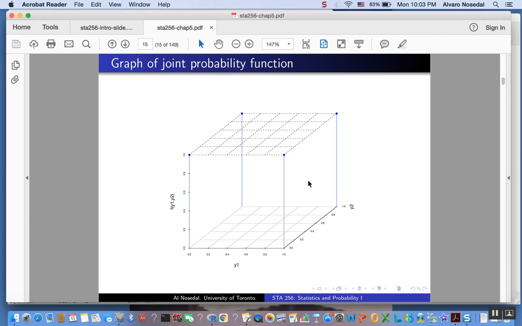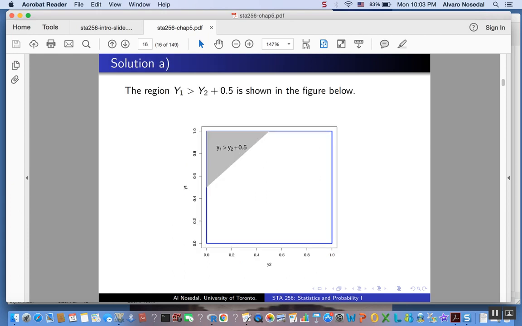Anyway, now let me show you something that I prepared to make it clearer. The region that we were interested in. This is the region, right? So it's what we did with R. First, we created a sequence that would allow us to make this line, and then we reminded ourselves that we have these restrictions for y1 and y2. So this is the region that we're interested in.